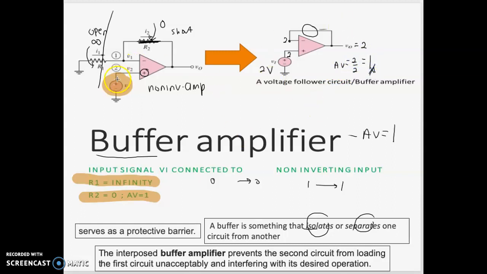So again, why do we need this buffer? To serve as a protective barrier to isolate or separate one circuit from another, to prevent the circuit from loading the first circuit with some noise or interference.